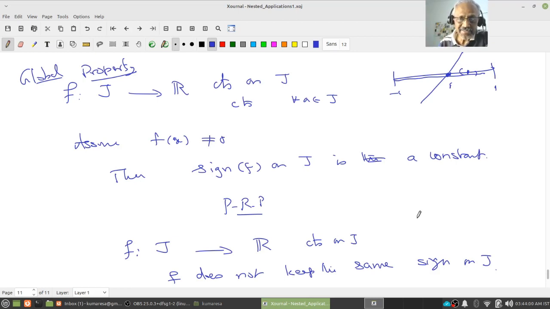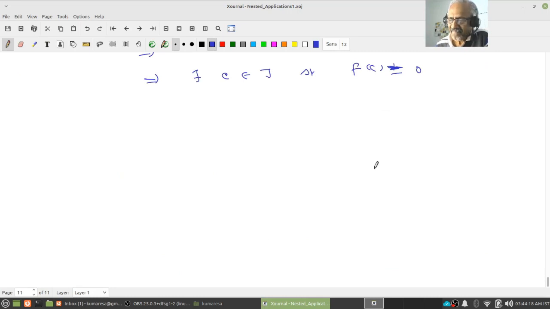Do you understand this? For all x in J, f(x) is not 0, then the sign of f is constant. So if the sign of f is not constant, that means there exists an x in J so that f(x) equals 0. Do you understand this result? So we are actually going to prove something stronger. So let us prove the intermediate value theorem.